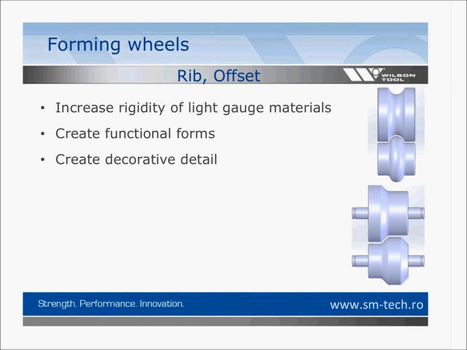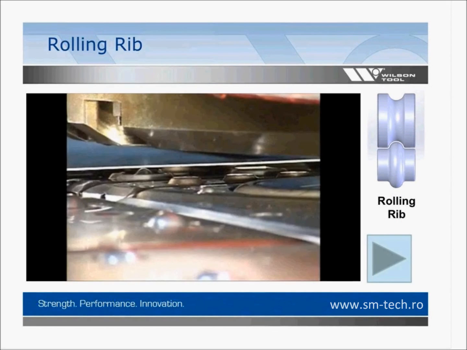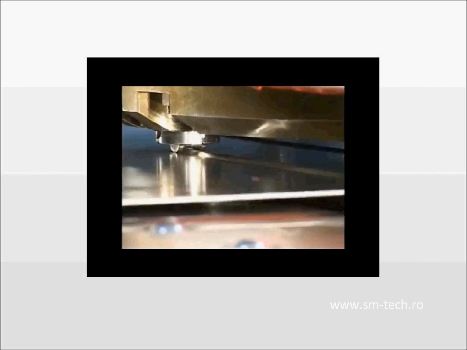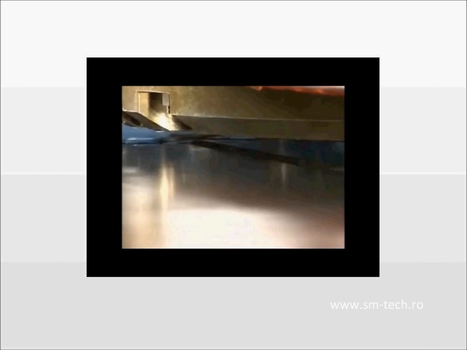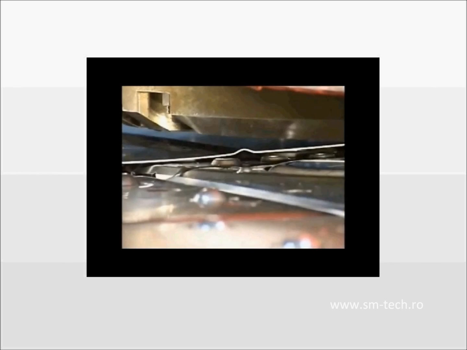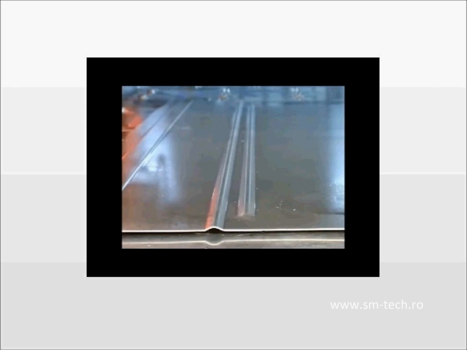So you can probably imagine what the forms might be used for. Increasing the rigidity, so a stiffening rib is pretty common. Creating decorative detail, creating functional forms. Maybe you have a cover that needs some clearance, an emboss or something along those lines. So the rolling rib, let's look at a quick video of the rolling rib. So it just rolls along the surface of the sheet to create a rib. Pretty simple.